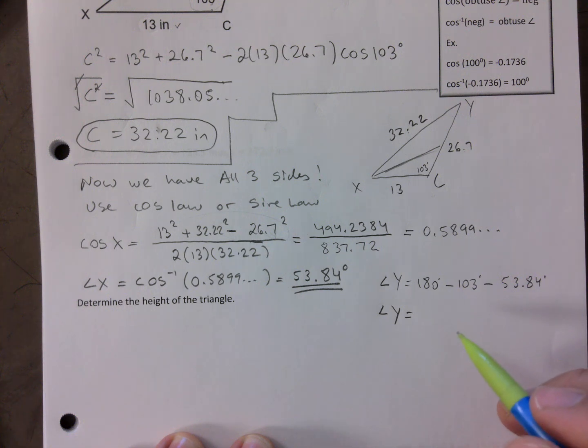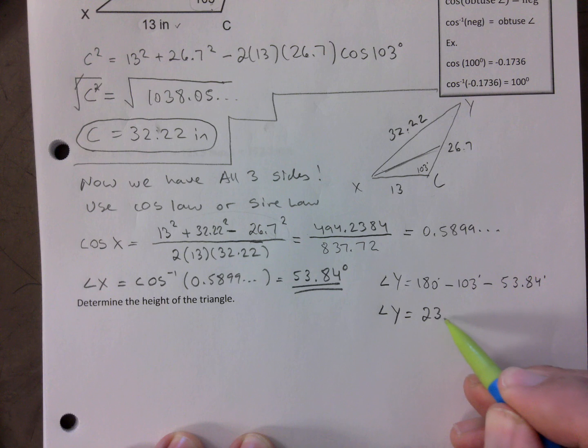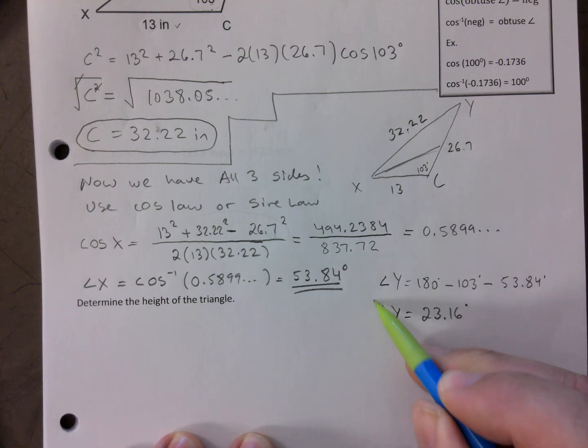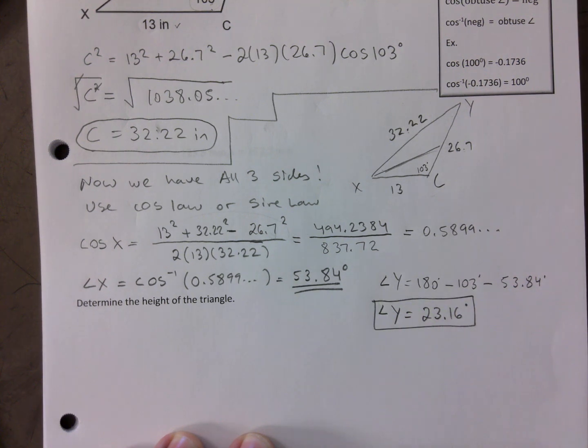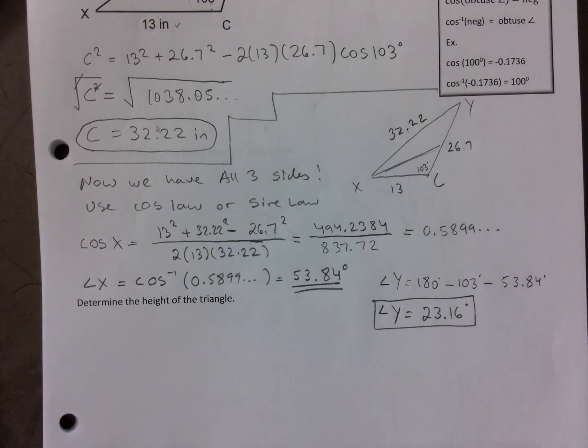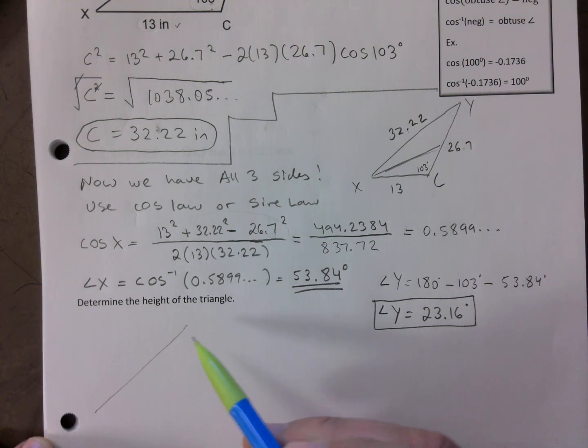So if you do this, you get 23.16. So you've solved for all angles, all sides using that. Determine the height of the triangle. How do you determine the height of the triangle? I would argue that this is a little tricky because I'm not specific. So I'll copy this down.